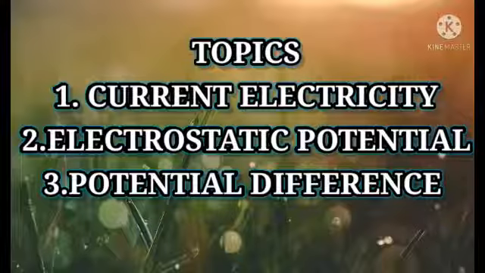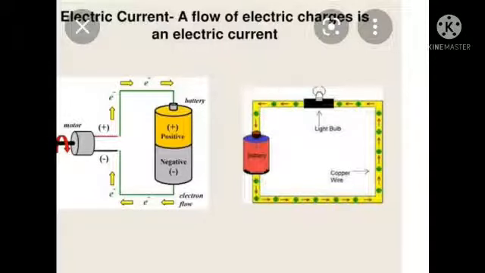Let's begin with current electricity. So students, current electricity is simply the flow of electric charges. It is just the flow of positive and negative charges to glow a bulb or any object. When the charges flow, it is said to be electric current.